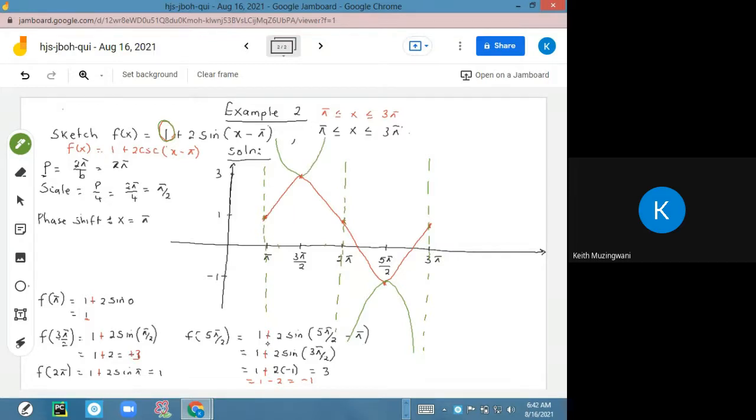So what are we saying? The red line is f of x is equal to 1 plus 2 sine x minus pi. And the green one is f of x is equal to 1 plus 2 cosec x minus pi. So if by any chance you are asked on the same question, the first one is f of x is equal to 1 plus 2 sine x minus pi, and the second one is 1 plus 2 sec x minus pi.